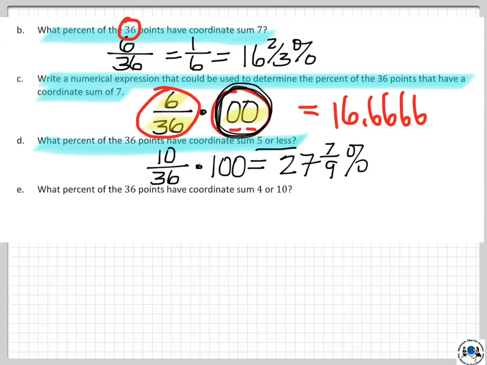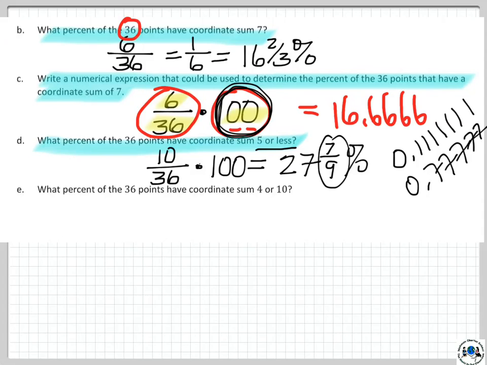Ninths give you a very interesting little decimal. 1/9 is actually 0.111111, kind of cool. And then 7/9, of course, would have been 0.77777. So anyway, that's where we got this 7/9 from. And all right, let's move on.